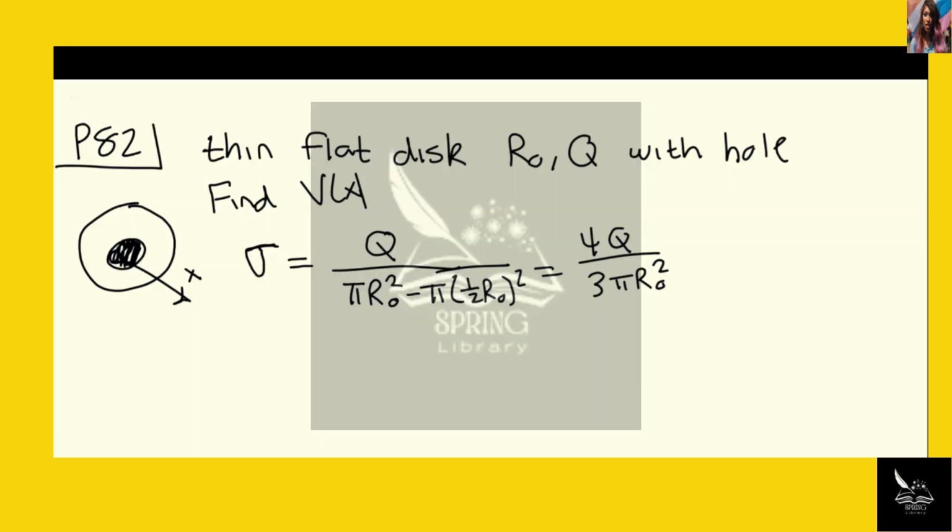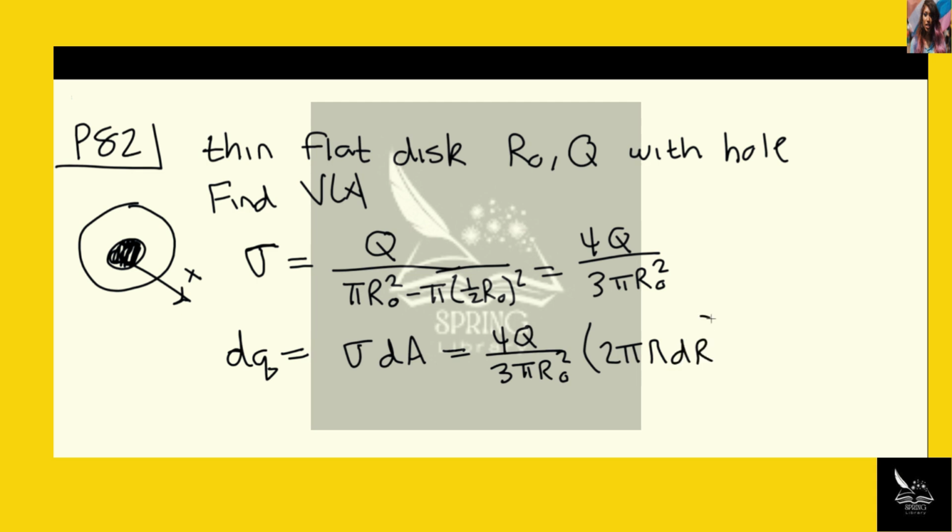Now we're going to want to integrate up small little pieces of charge. So we can express a little dq element to be a charge density times a little area. We can plug in 4Q over 3 pi r naught squared times a 2 pi r dr. So these are going to be little rings of charge for a little area. And we can integrate these up.